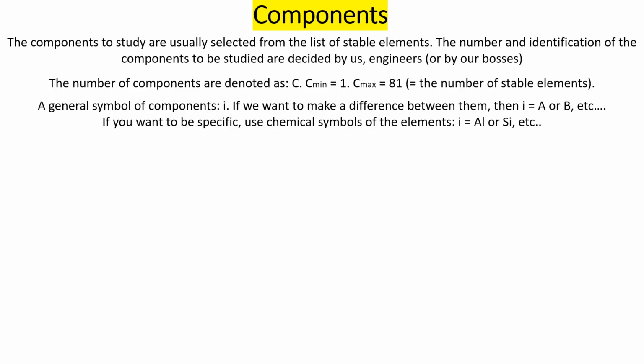We also use a general symbol for a component, little i, but sometimes we want to make a difference between different components, and then we use capital A or capital B. Capital A and capital B are still general symbols for the component, but then we also can be more specific, and in this case we usually use chemical symbols for the elements, such as aluminum Al or Si for silicon.